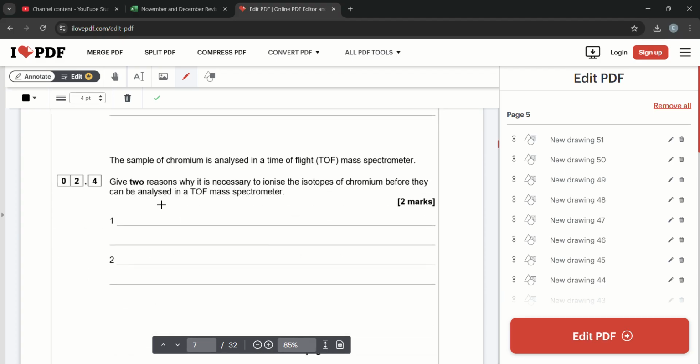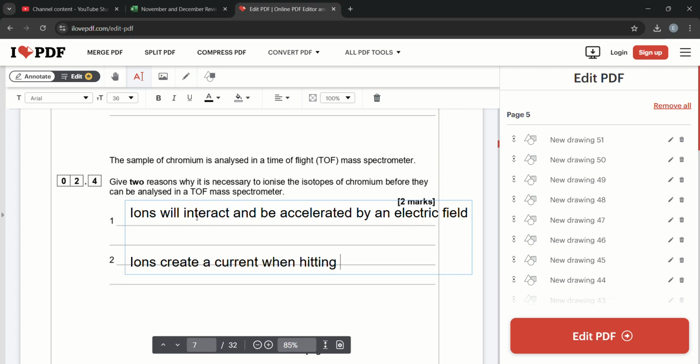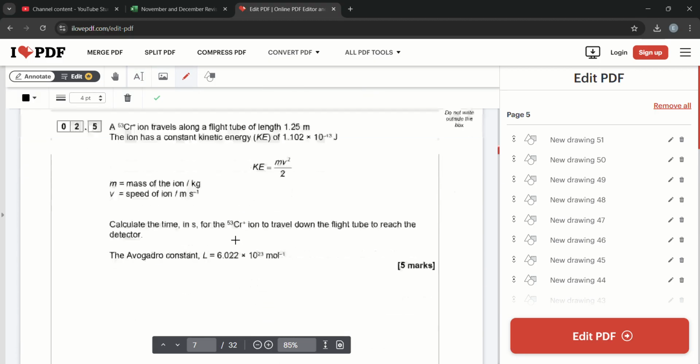Give 2 reasons why it's necessary to ionize isotopes of chromium. Well, one reason is because ions will interact and be accelerated by an electric field, not kinetic field. And also another reason is that ions create a current when hitting the detector.